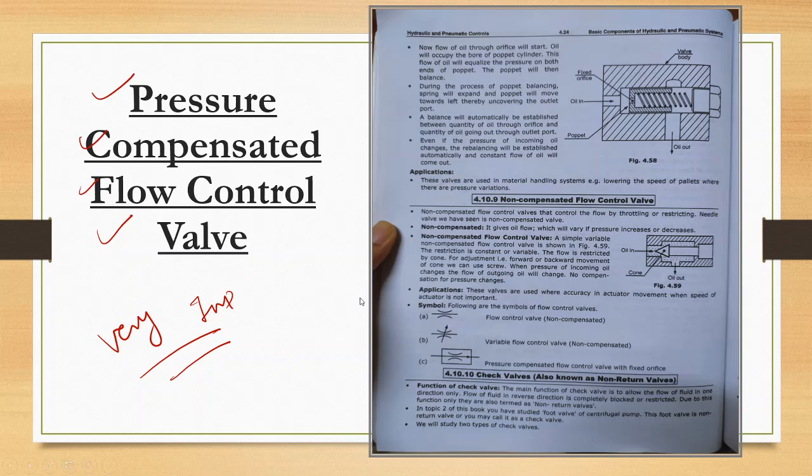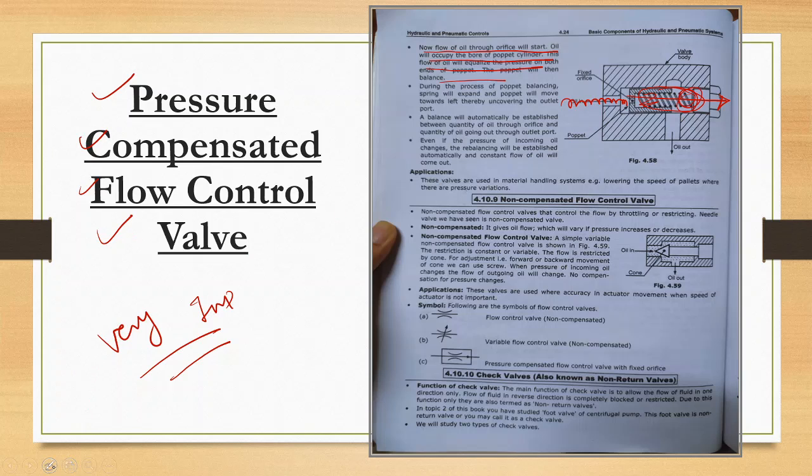So guys, the construction you can see here is nothing but this. Flow of oil through the orifice will start. Oil will occupy the bore of the poppet cylinder. This flow of oil equalizes the pressure. Let me explain. From this part, the oil is coming inside. When oil comes inside, due to the pressure of oil, there is a spring over here. This spring will get compressed and it will move over this part.